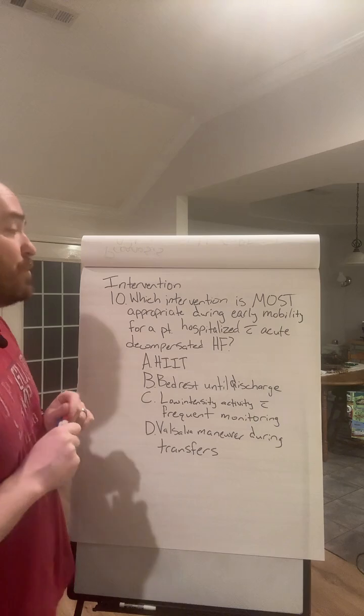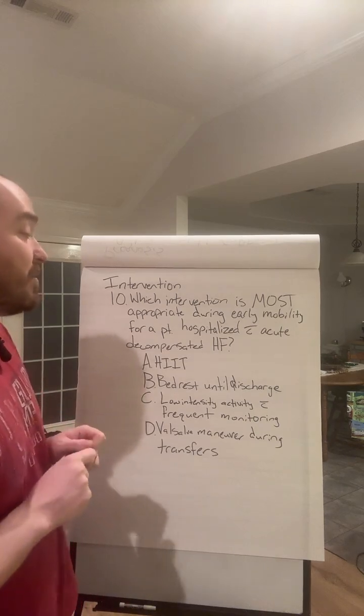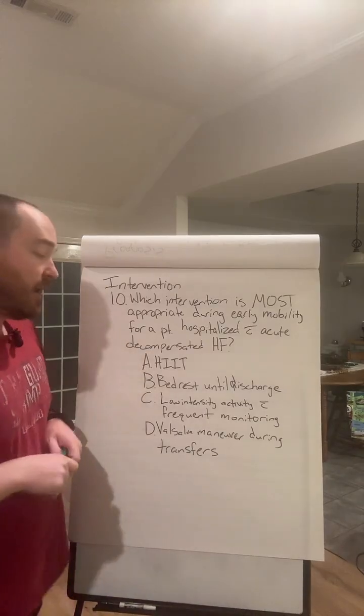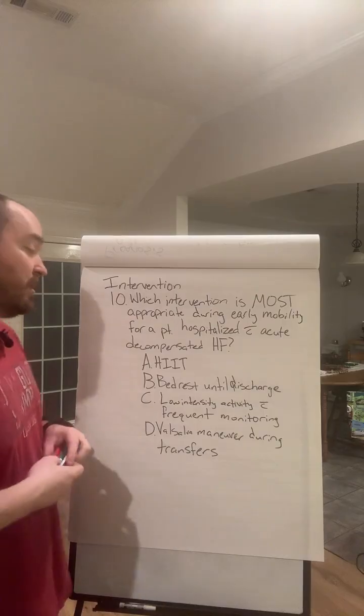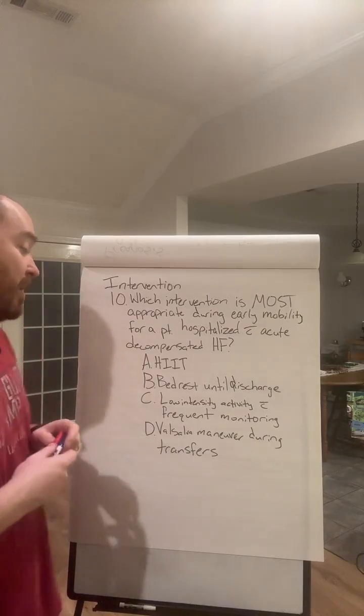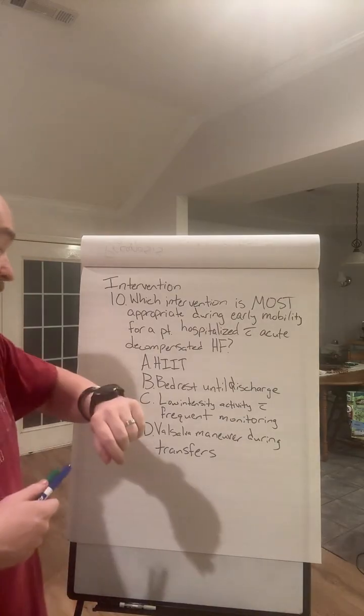Which intervention is most appropriate during early mobility for a patient hospitalized with acute decompensated heart failure? A, high-intensity interval training. B, bed rest until discharge. C, low-intensity activity with frequent monitoring. Or D, Valsalva maneuver during transfers. Let me read it one more time.